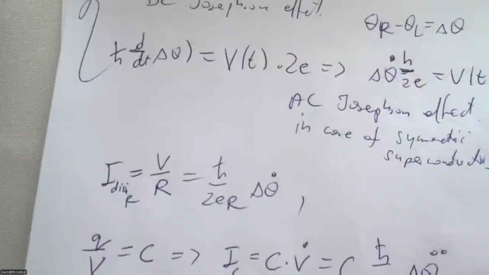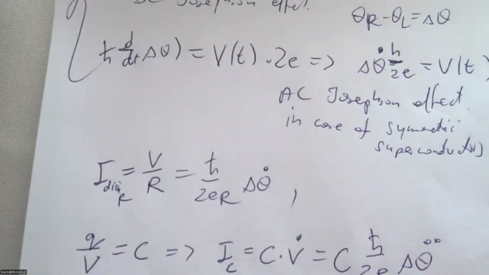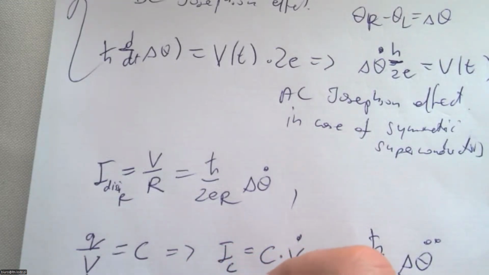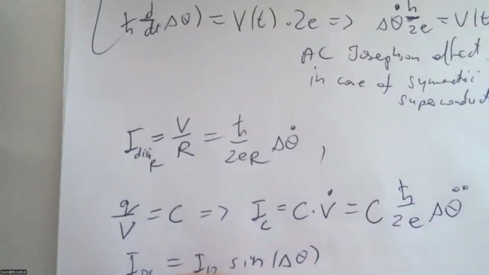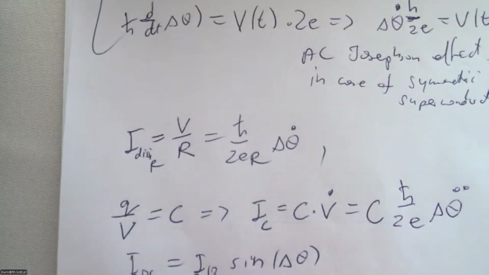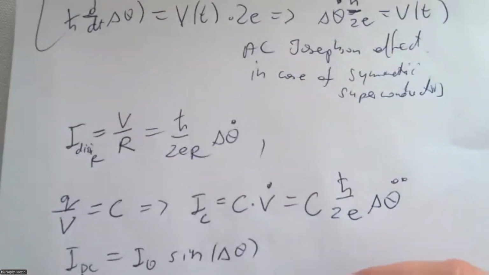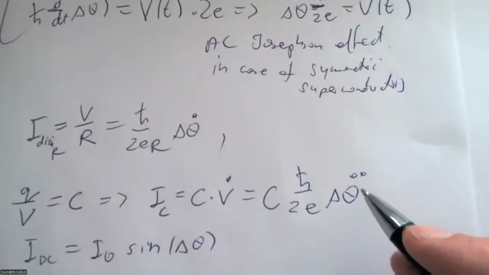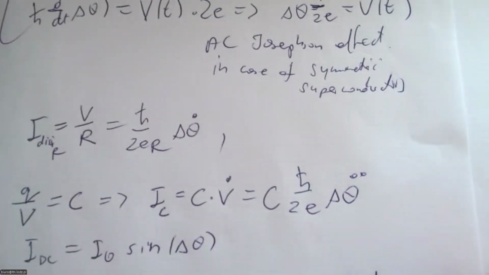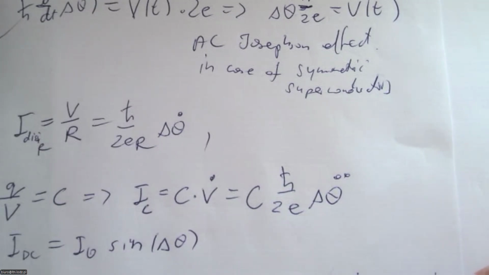So this is I0 times sine delta. So in total, the total current flowing through is the capacitor current plus the Josephson current plus the dissipative R current. So this is actually I0 sine delta plus H over 2ER delta dot plus CH over 2E delta double dot.